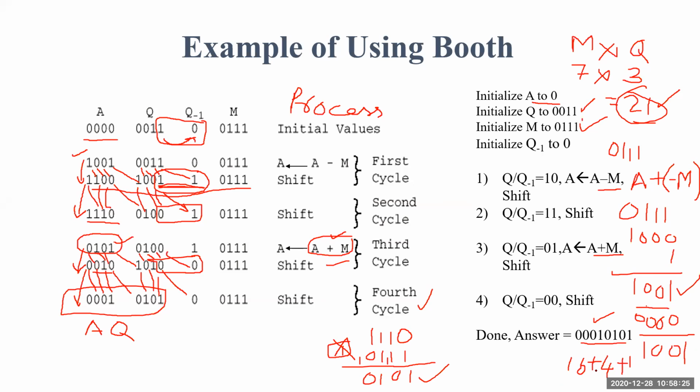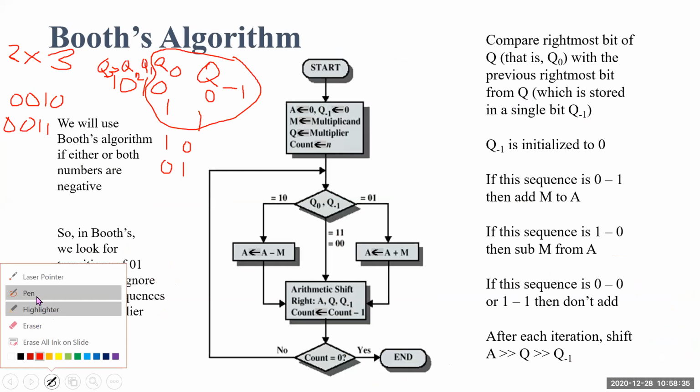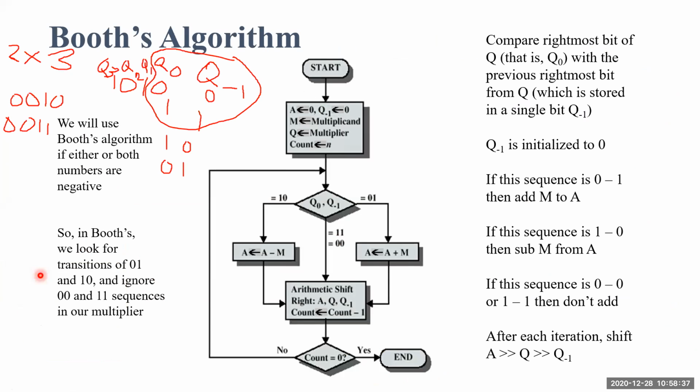For the Booth algorithm, you're supposed to remember the algorithm first. What is the algorithm? It tells that if my Q and Q naught is 1 1 or 0 0, I'll not be doing any kind of operation. I'll be just doing the right shift, an arithmetic shift.